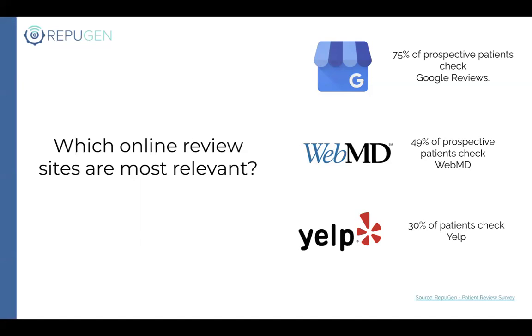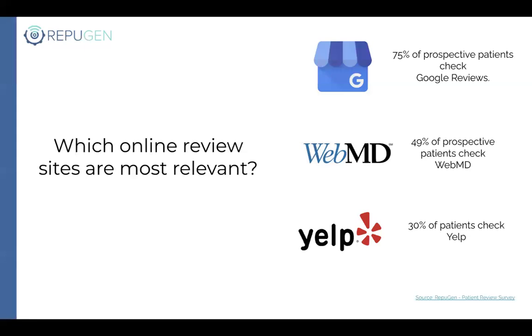When it comes to online reviews, not all platforms are created equal, especially in the healthcare industry. To start off, there's always going to be Google. According to Repugen's patient review survey, Google stands as the dominant platform with a remarkable 75% of patients checking reviews here. When patients seek healthcare providers, they often turn to Google to find comprehensive information and reviews.